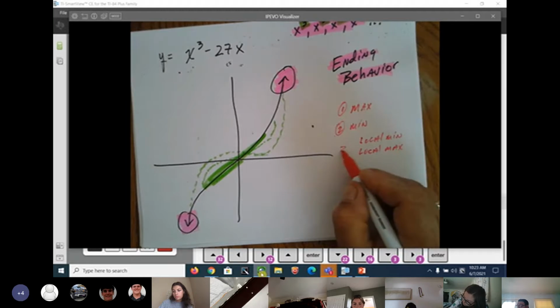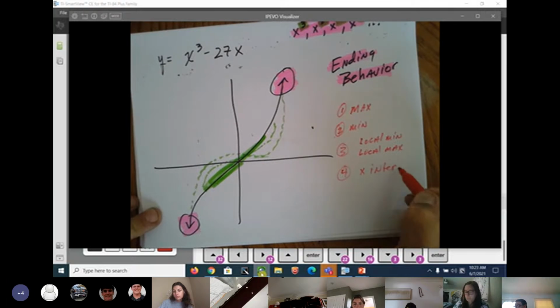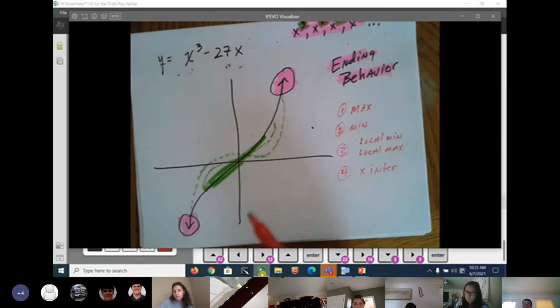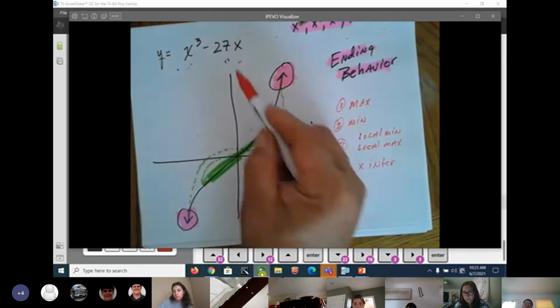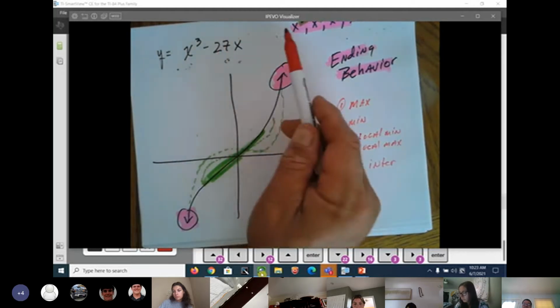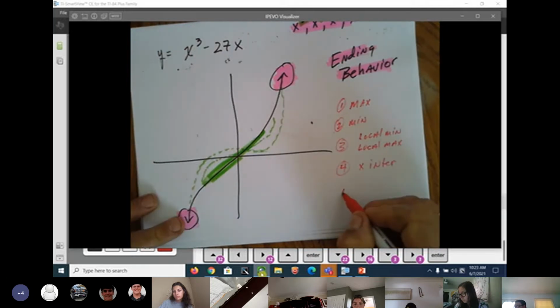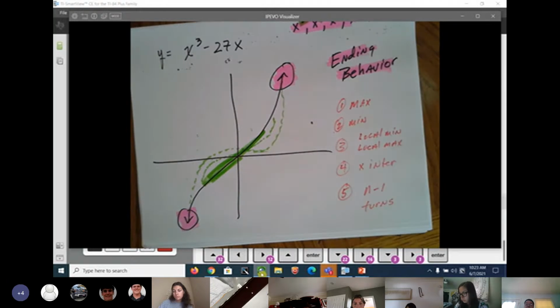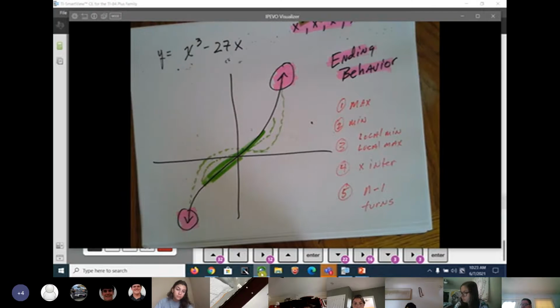You also need the X-intercepts. And you can actually get the Y-intercept by either looking at the table or, it's 0, 0 because you plug in 0 for X, you get the Y-intercept. And how many turns? N minus 1 turns. What does that mean? Well, X to the third. What is 3 minus 1? 2. You got 2 turns. That's how you figure out how many turns.